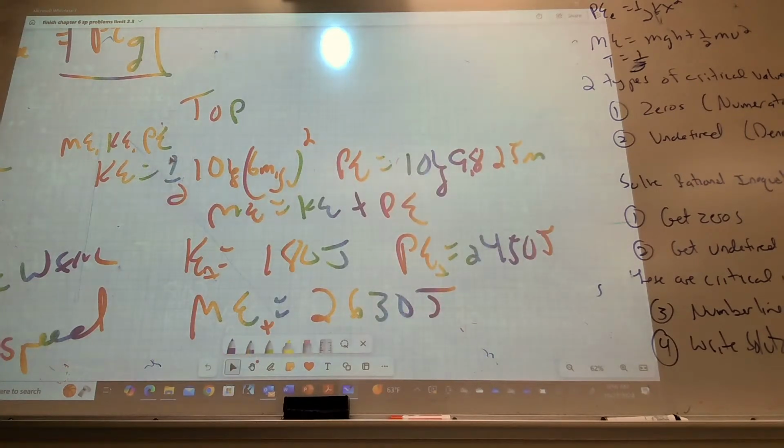2,630. Your kinetic energy is 1 half 10 times 6 squared. Your potential energy is 10 times 9.8 times 25. So it's 2,630. Now you subtract the work done by friction to get your mechanical energy in the middle.